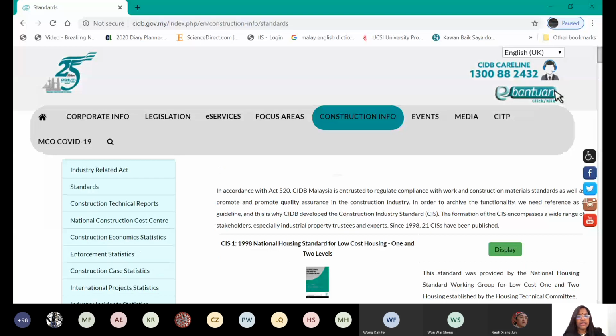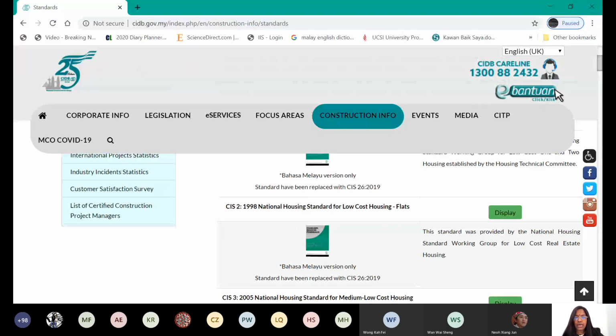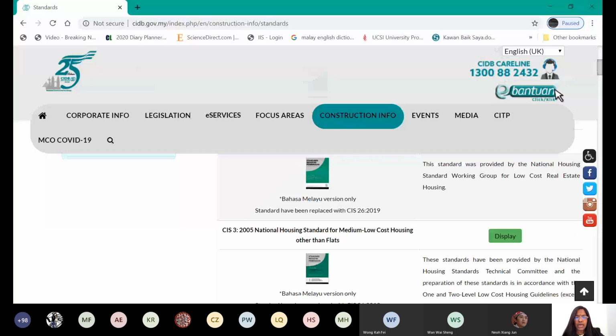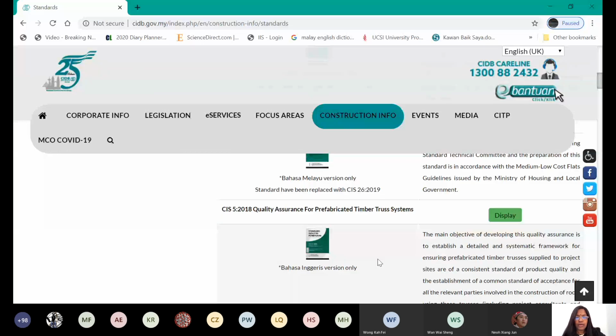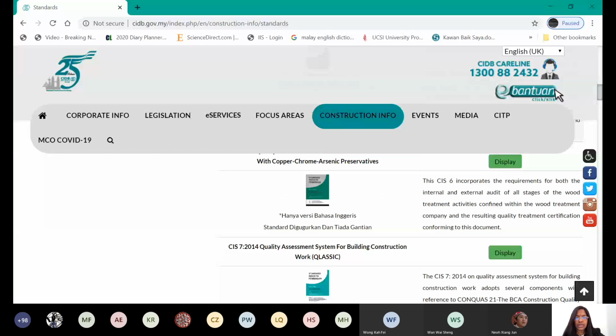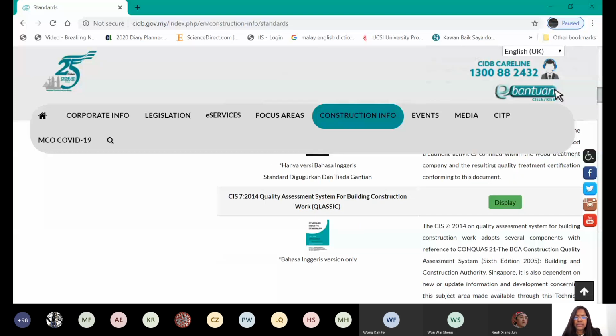Under the standards and publications, if you go through the information under standards, you see here there are standards. Low cost construction industry standards 1998 were developed for low cost housing, one or two levels only. Take this book and read before you go for construction. Low cost construction flats, and housing other than flats, and quality assurance for fabricated timber truss system. Both versions are sometimes available, sometimes in English only. Quality system for building construction.